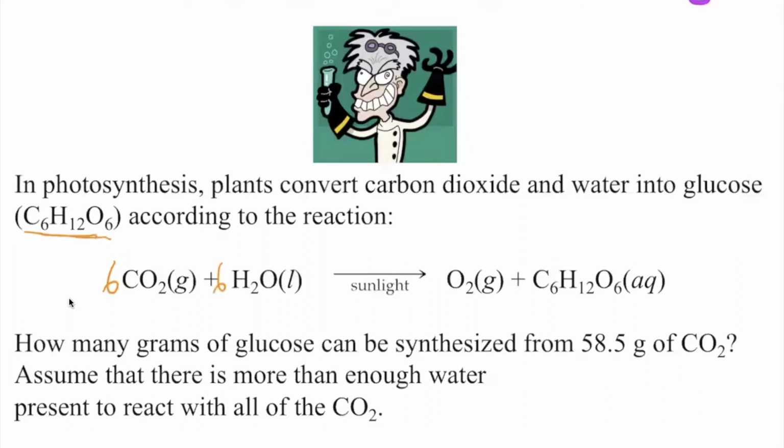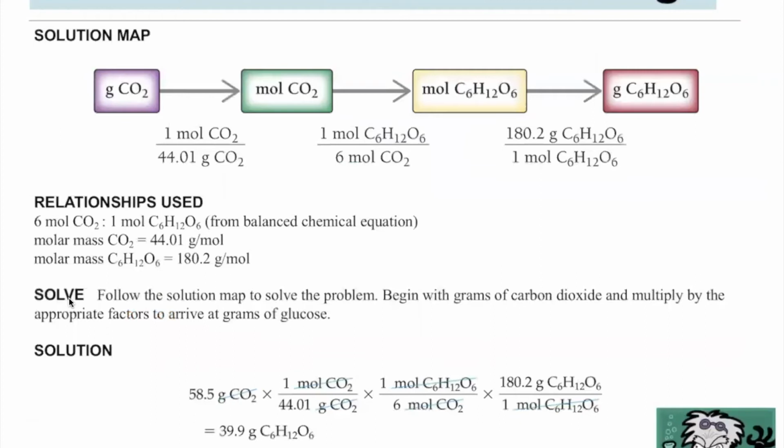So you're going to grams of glucose. That's what you want, grams of glucose, but you're starting with grams of carbon dioxide. So this one is going to be more steps. Notice this is the molar mass. This is the balance equation. This is the molar mass of glucose, and your final answer.